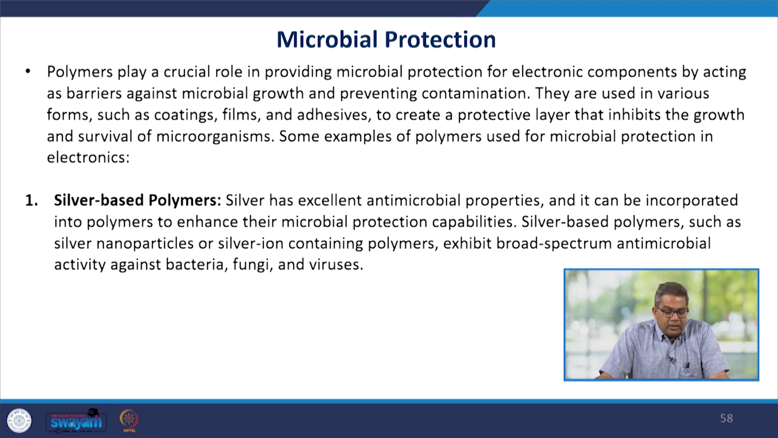Now, polymers play a crucial role in providing microbial protection of electronic components by acting as a barrier against microbial growth and preventing contamination. They are used in various forms like coatings, films, and adhesives to create a protective layer that inhibits the growth and survival of microorganisms. One is the silver based polymer. Silver has excellent antimicrobial properties. It can be incorporated into the polymer to enhance its microbial protection capabilities.